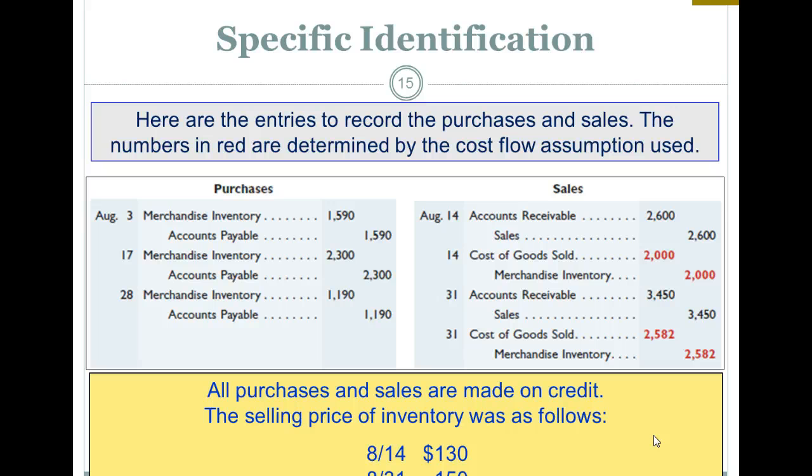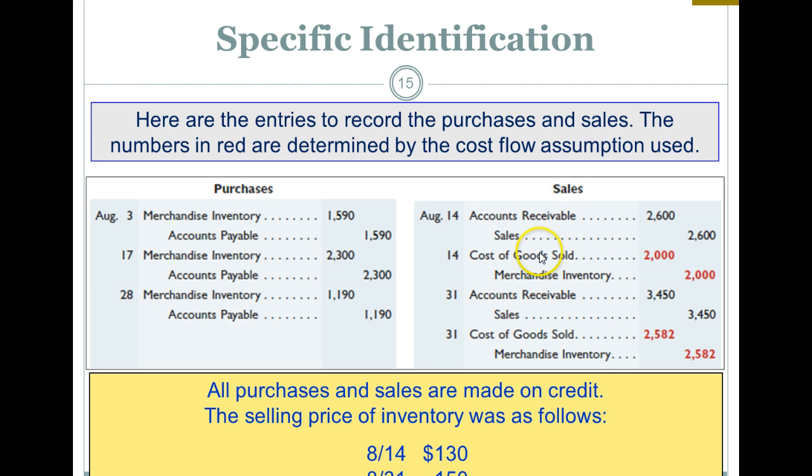Specific identification, here are the entries to record purchases and sales. So let's get into this. A, you're buying inventory. So you have merchandise inventory, you're increasing it, hence a debit, and you're increasing your accounts payable. And so you have to track a few things. A, the date when this merchandise was legally purchased, and how much for, and maybe how much inventory. And that could be in the notes and so forth. So you had 3 purchases.